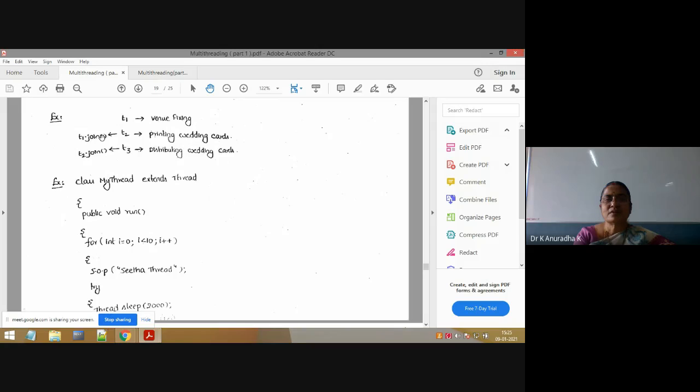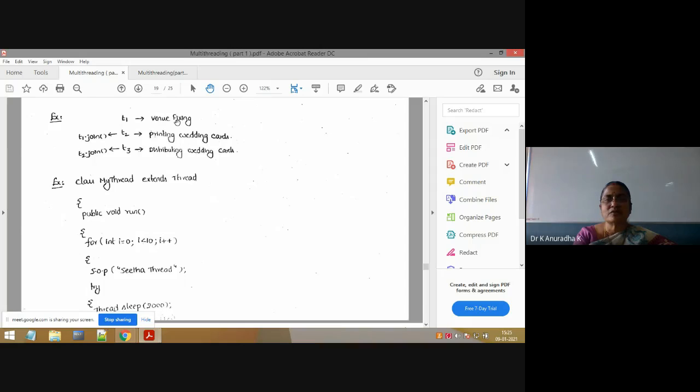In real-time situations, what will happen? First we have to fix the venue, then only we can print the wedding cards. That's why this should be done first, and T2 will wait. Printing wedding cards, we can't do without venue fixing. That's why thread T2 has to wait until T1's completion. So inside T2, if you write T1.join, the thread T2 will wait until the completion of thread T1.